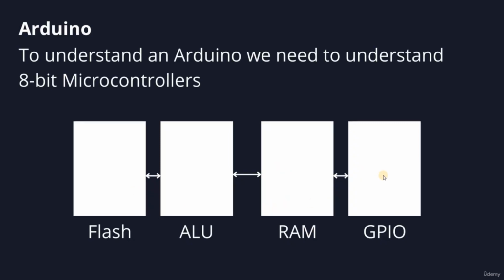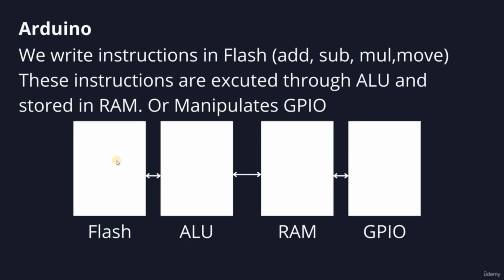And any microcontroller actually contains, at the bare minimum, these 4 modules. You write a program, it's executed in the ALU. If you need to store some stuff, it's going to be stored in the RAM. If you're going to activate some motor or lamp, it's going to be through these GPIOs.